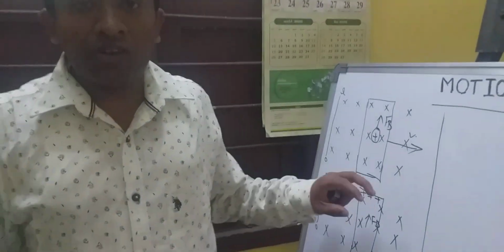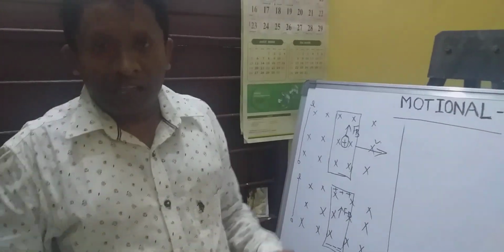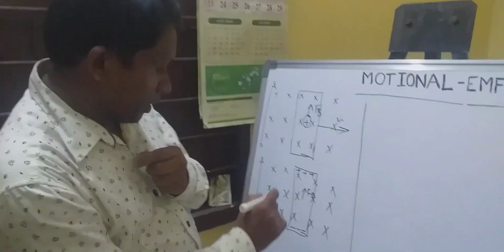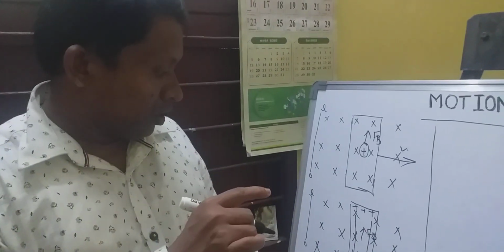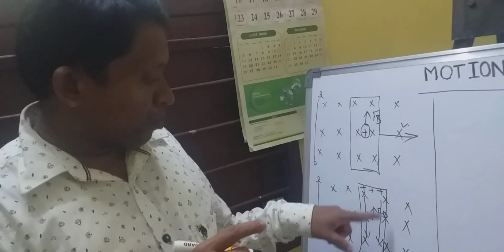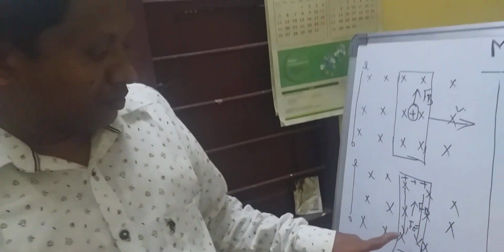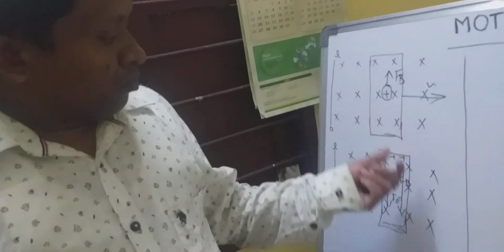Because of the separation of the charges, we already know an electric field is created. The electric field points from positive charge to negative charge. So because of the electric field, an electric force is created. The electric force is directly opposite to the magnetic force. So the magnetic force acts upward, and the electric force acts downward.